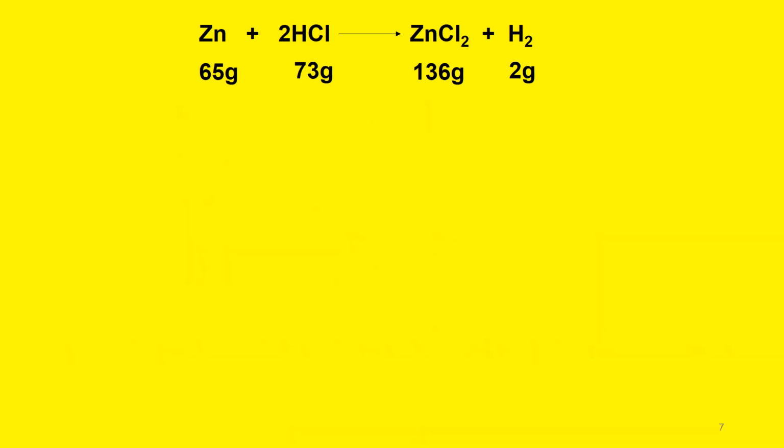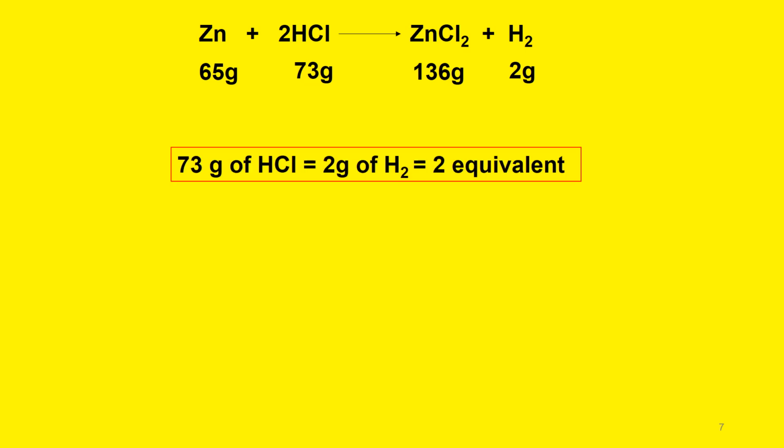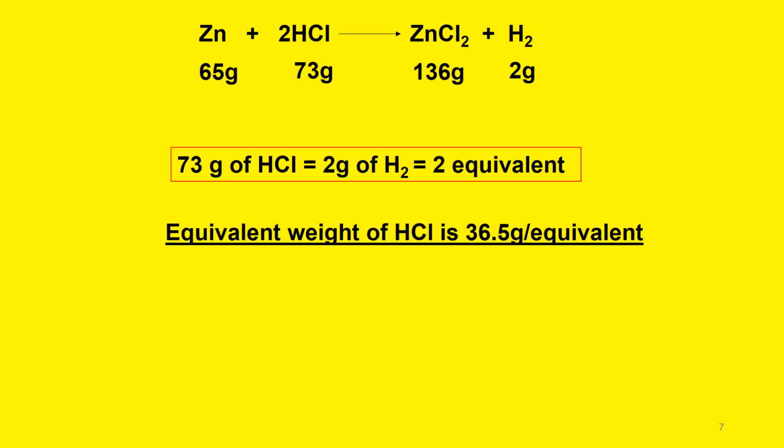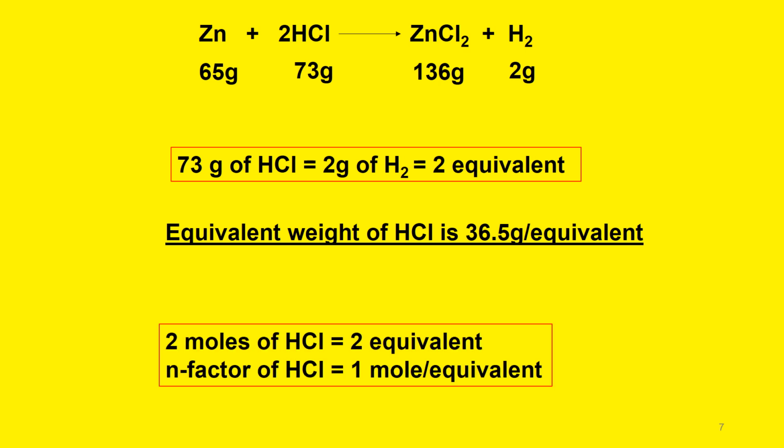We will examine the reaction of zinc with hydrochloric acid. In this case, 73 grams of HCl produces 2 grams of hydrogen or 2 equivalents of hydrogen. Therefore, hydrochloric acid equivalent weight is 36.5 grams per equivalent. The N factor for HCl is 1.